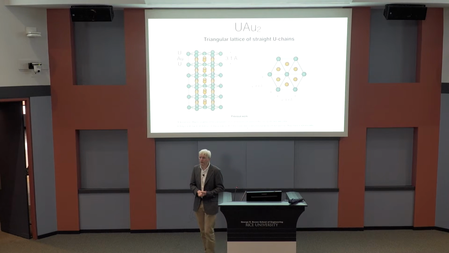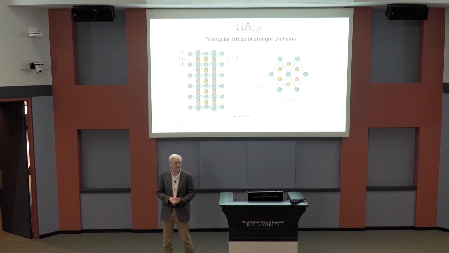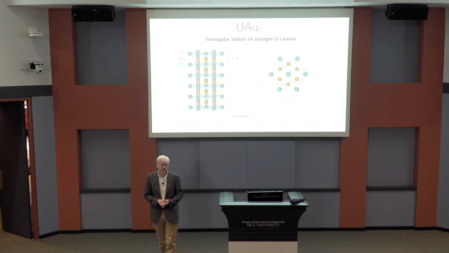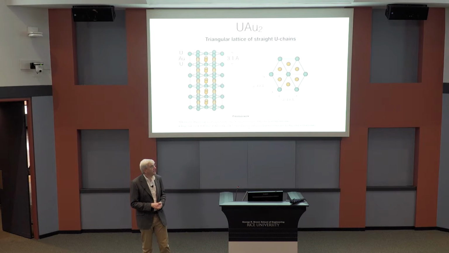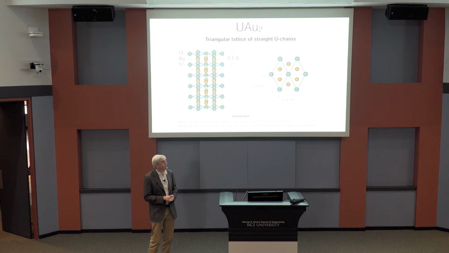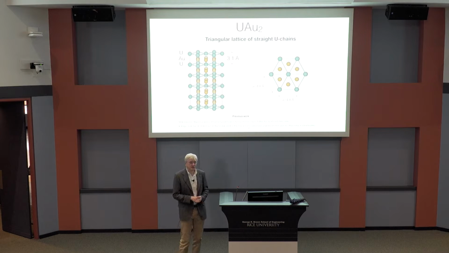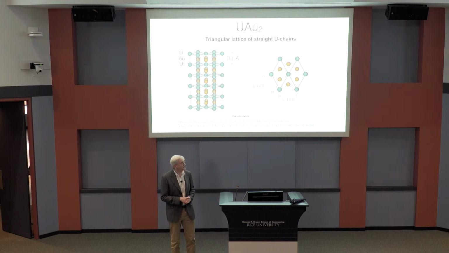Rather than go through a general description of those examples, I wanted to focus on a new material that we've been working on in Edinburgh, and I'll talk about uranium digold, UAu2. It has a very simple crystalline structure. That was one of its selection criteria, to be hexagonal.